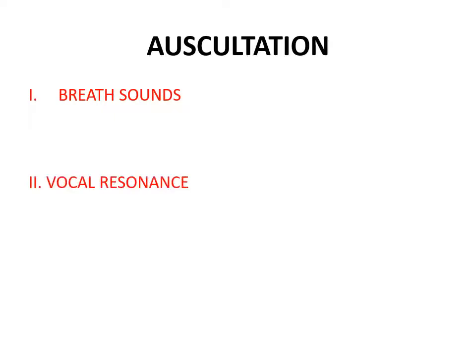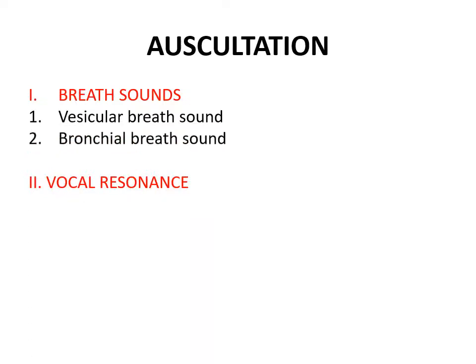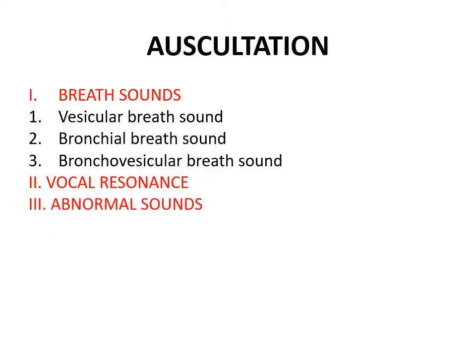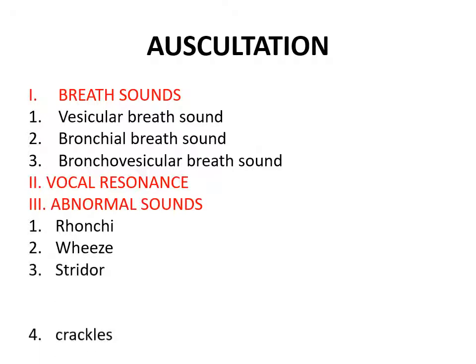Now let's see auscultation. In auscultation we have to check for breath sounds, and then we have to check for vocal resonance. Okay, so breath sounds are vesicular breath sounds, bronchial breath sounds, and bronchovesicular breath sounds. So we'll see in detail about this. And abnormal sounds, these are seen in pathological conditions, not in a normal subject. So those are rhonchi, wheeze, stridor, crackles.